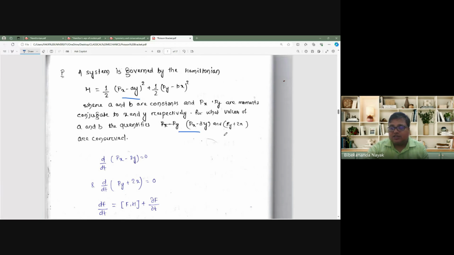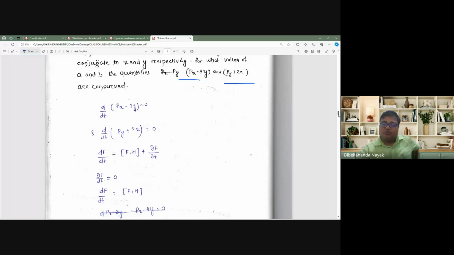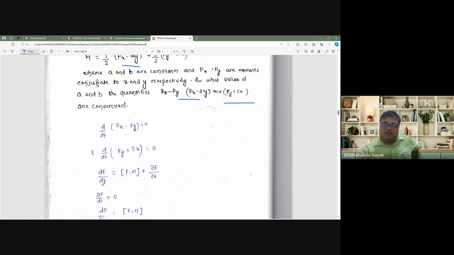If these quantities are conserved, find the value of A and B. We use the Hamiltonian formulation. If they are conserved, the derivative will be 0. But from the formula, we know that the derivative of any quantity is equal to the Poisson bracket with H plus del F by del T. Since these two terms do not contain T, del F by del T is 0.